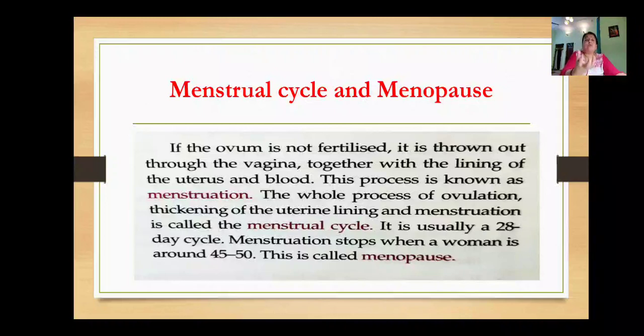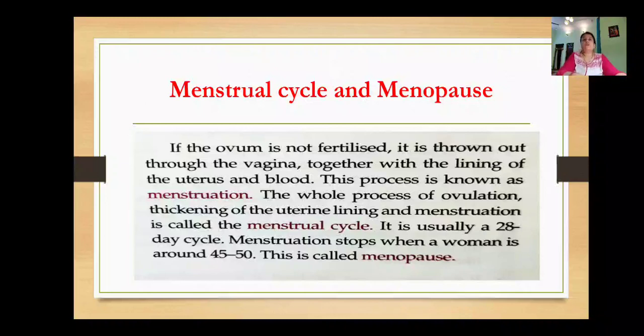But if the egg fails to fertilize, it moves and wants to get fixed in the uterine wall. When it fails to get implanted, it sheds out in the form of bleeding. That is known as menstruation. So if the ovum is not fertilized, it is thrown out through the vagina together with the lining of the uterus and blood, and this process is known as menstruation.